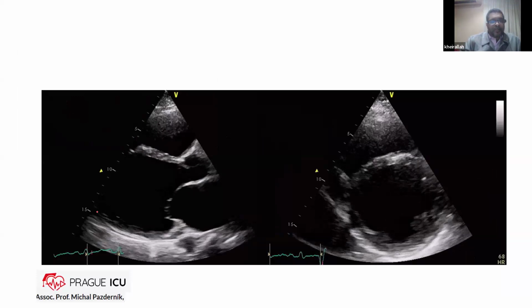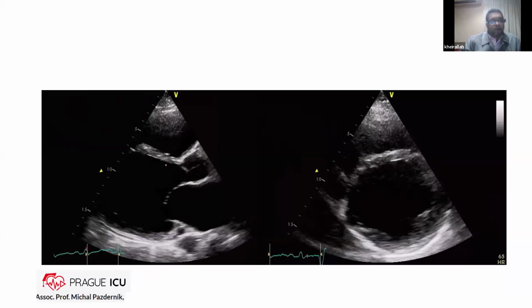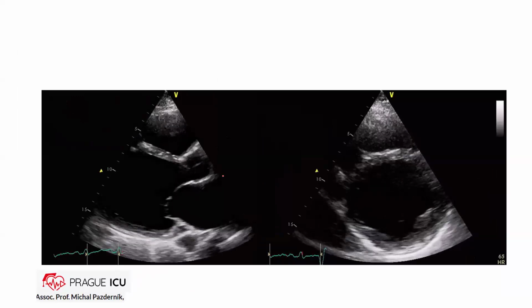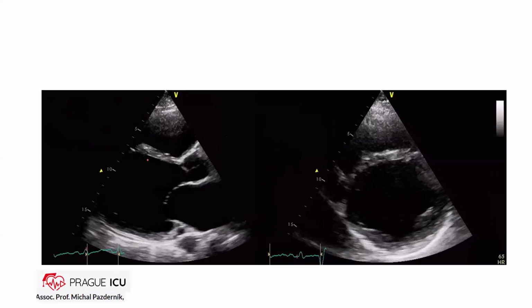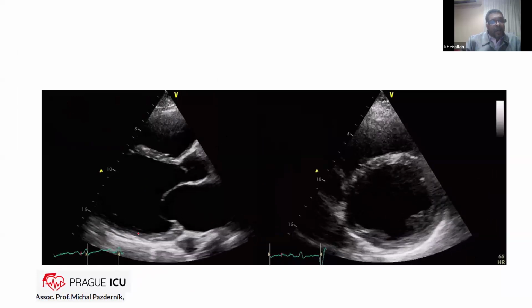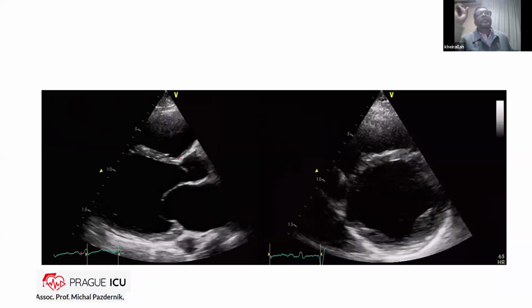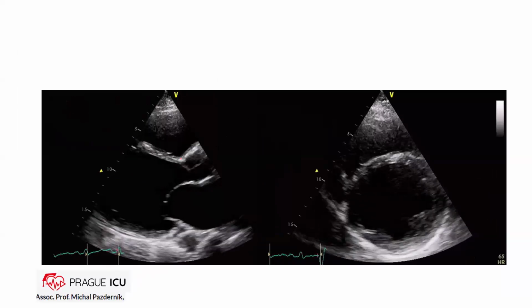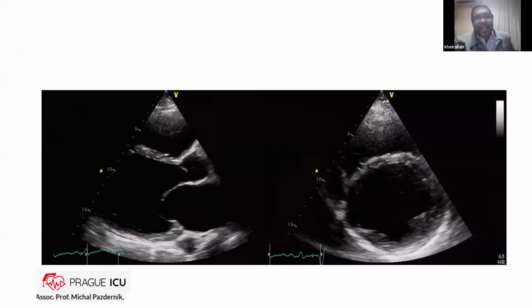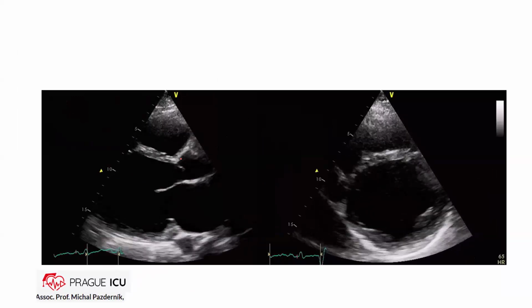What about this? What do you think about this? Global. Exactly, global. First, the LV is dilated appreciably. And do you think this is hypokinesis or akinesis or dyskinesis? Dyskinesis.